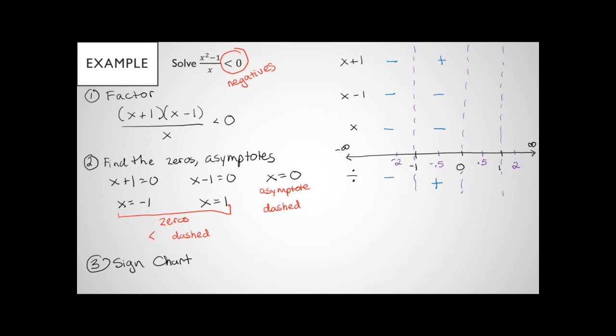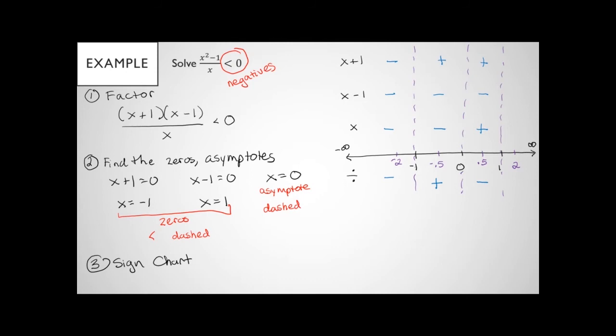Now I've got my next section with a 0.5. So I'm going to plug in 0.5 for x. So 0.5 plus 1, that's a positive. 0.5 minus 1 is going to give us a negative. Then 0.5 is just positive. I have an odd number of negative signs. One negative sign means my result will be negative.